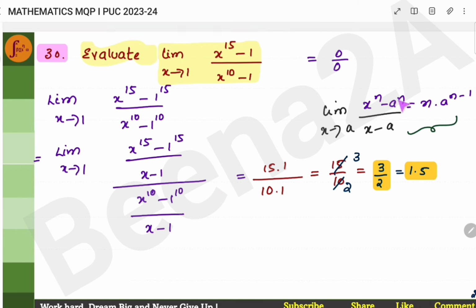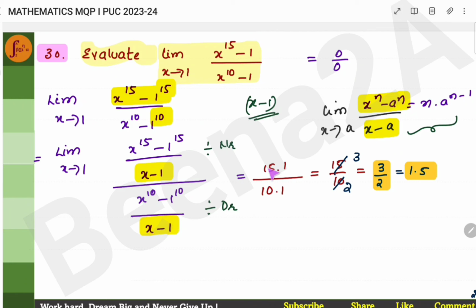First of all, we have to get it in this particular form. So you can write this as 1 to the power 15, and here you can put 1 to the power 10. Now you have the numerator in the form x to the power n minus a to the power n. But the denominator should have x minus a, that means x minus 1. You don't have x minus 1 in the denominator. So you divide both numerator and denominator by x minus 1, because you want x minus 1 here to satisfy this theorem, and then you can apply it.